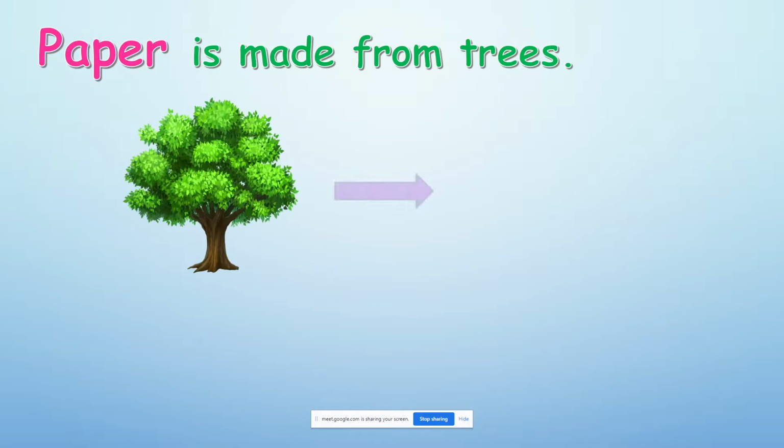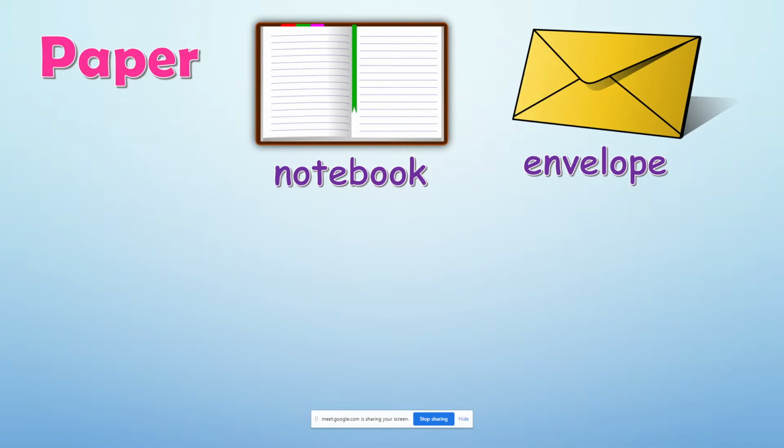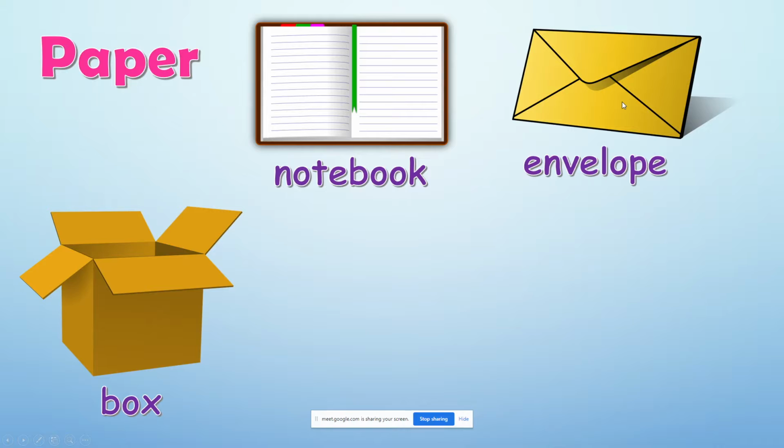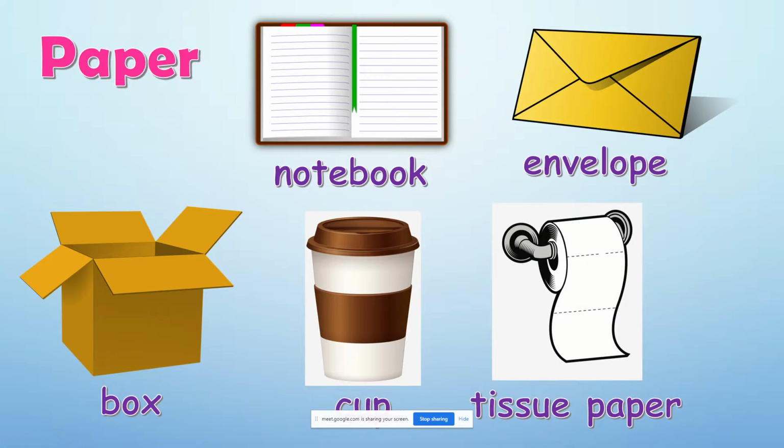Another example is calendar. Yes, calendar. Very good. Envelope. This is called an envelope. A box. Boxes are made of paper. Lots of layers of paper. Next is a paper cup, and also tissue paper.